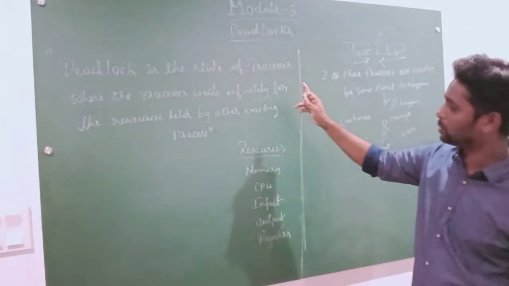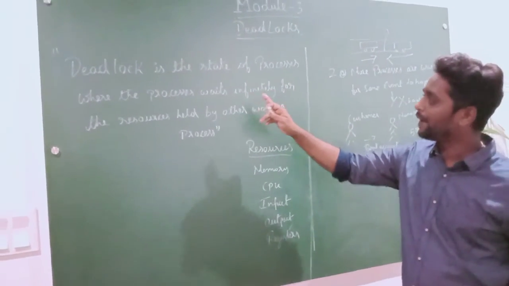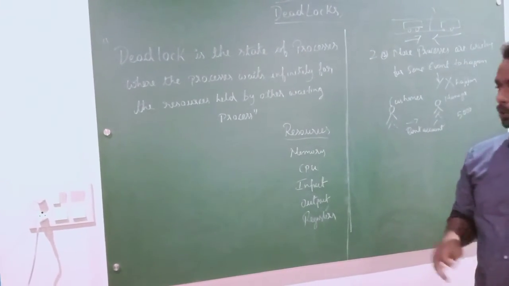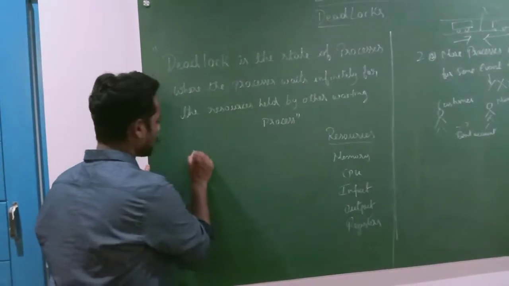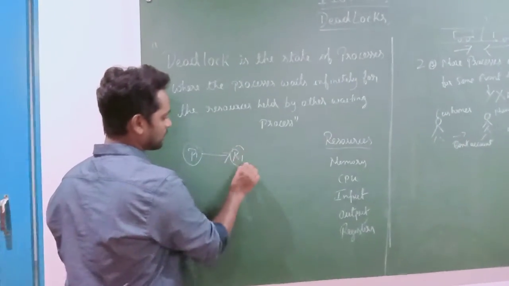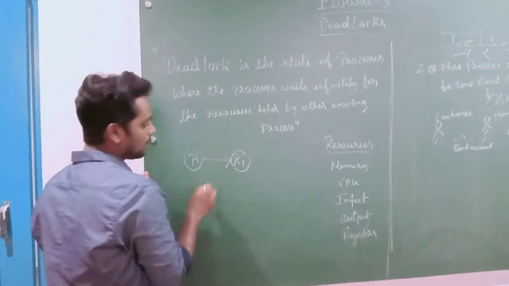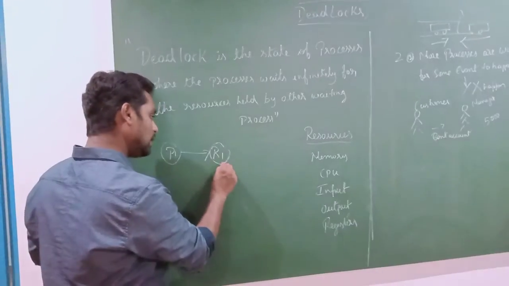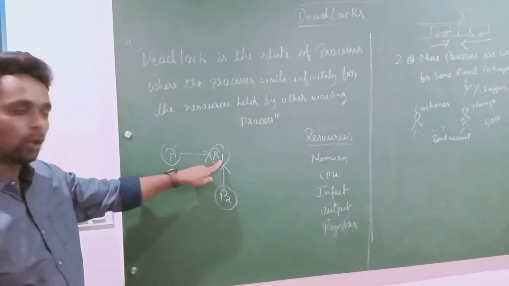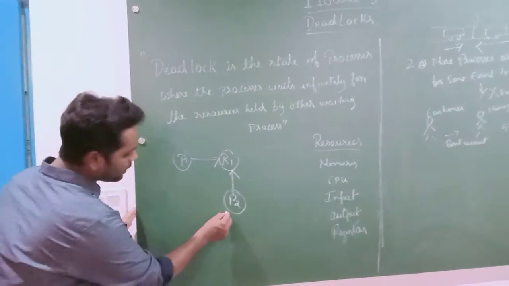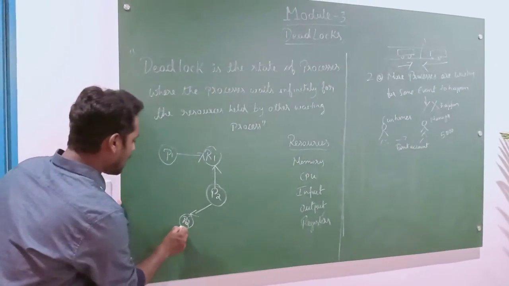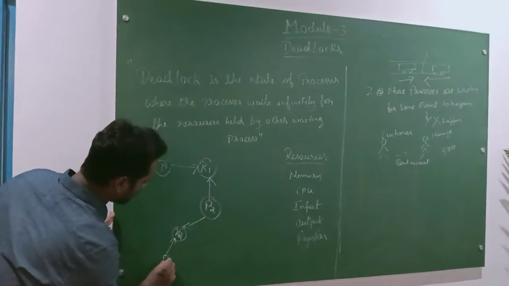So that's the definition you can see: deadlock is a state of processes where the processes wait infinitely for resources that are being held by some other waiting process. Suppose an example: process P1 is requesting resource R1. So P1 to R1, arrow mark. And resource R1 is being held by process P2. Held means P2 is holding this particular resource. And P2 is requesting resource R2, and that R2 is being held by some other process P3 also.